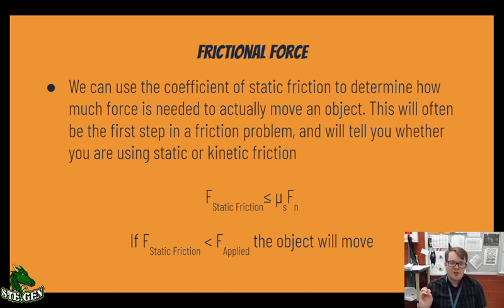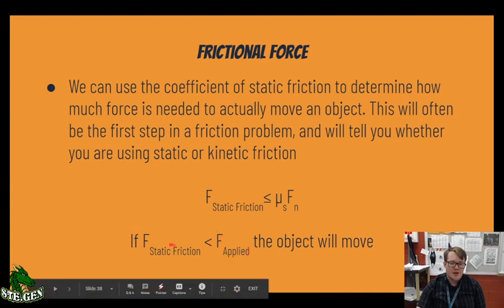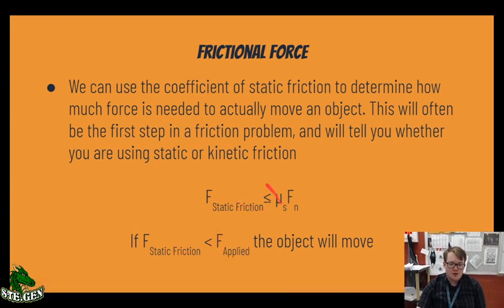Now, we can use the coefficient of static friction to actually figure out how much force you need to move an object. Because again, static friction increases. The more you push on an object, the harder static friction is going to push back on you until you hit the maximum amount of force that it takes to move an object. And so you'll figure out that if you apply a force greater than the maximum force of static friction, you will get an object to move.